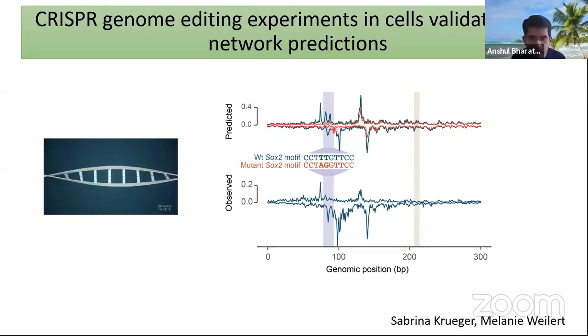Notice what happens. The red profile is much smaller at this position. And there's also attenuation of the profile at this position. Now, this is computational, okay? There's no experiment. The neural network is predicting what would happen if you had a mutation at this position. Now we can actually go into the cells and mutate these two nucleotides and then measure the readout. And this is what we get, okay? You can see it again is beautifully corresponding to what the model predicts.